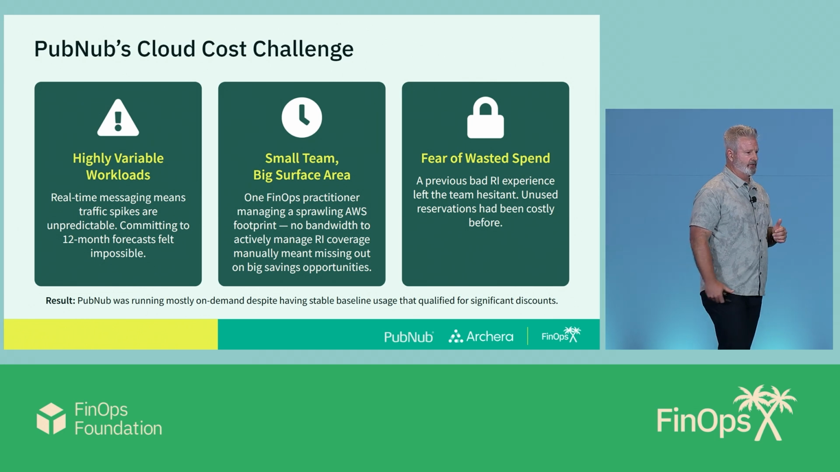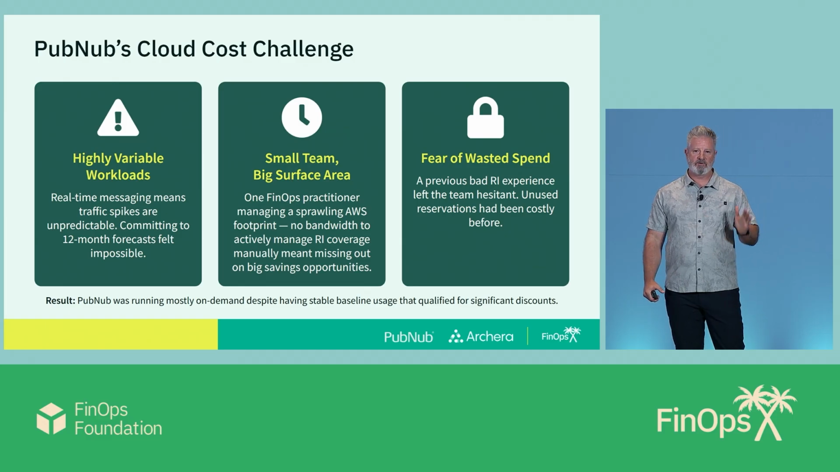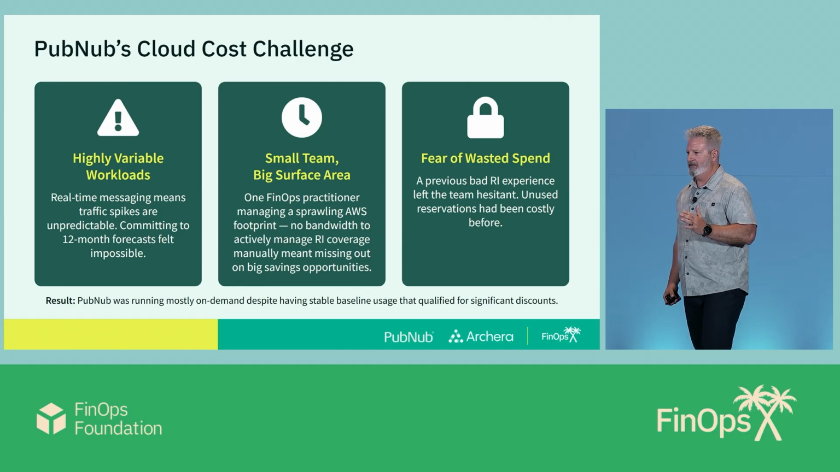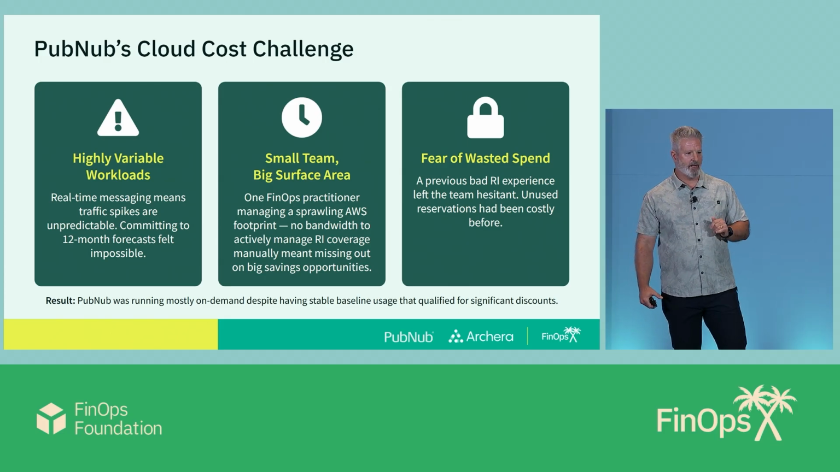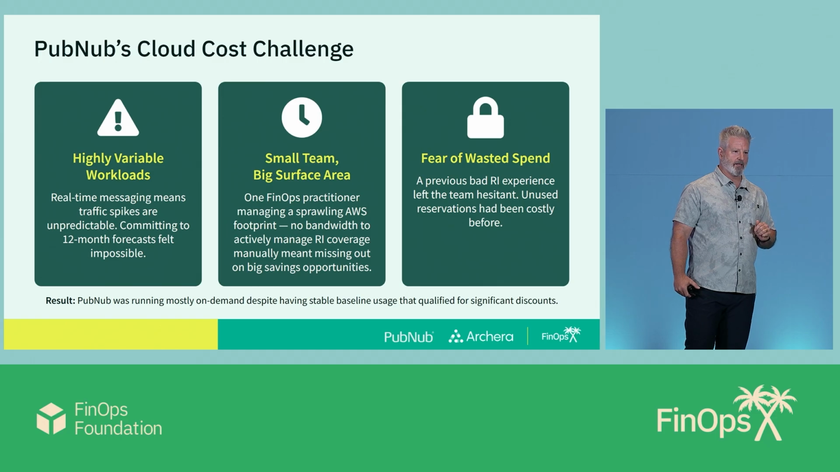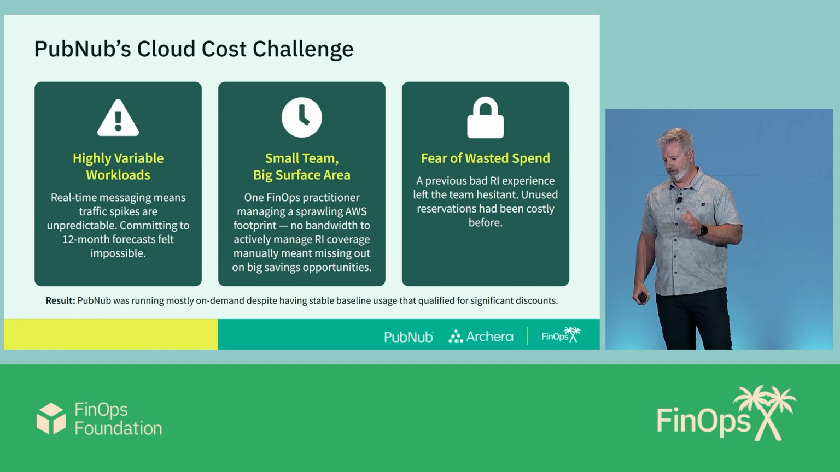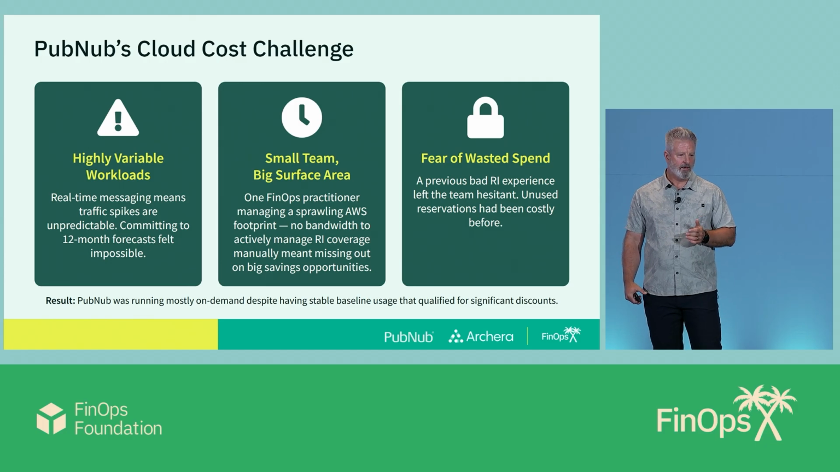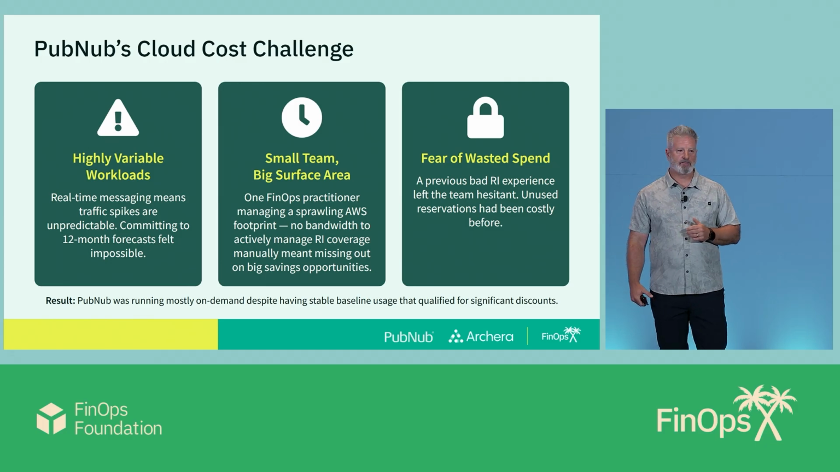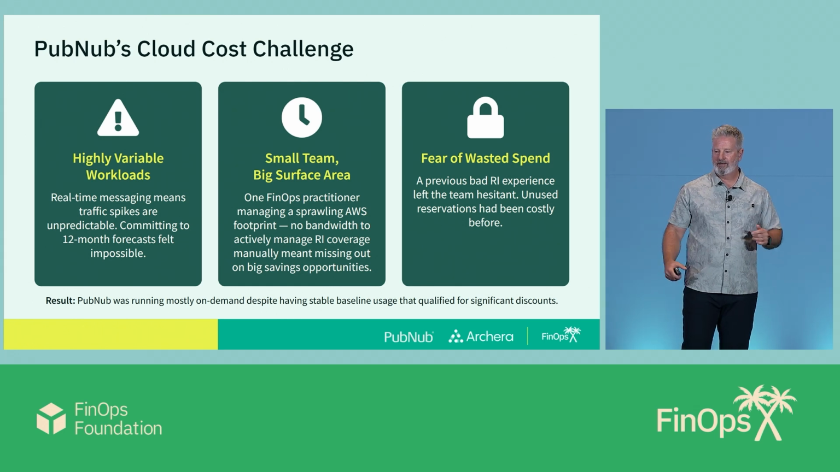Which kind of leads me to the third prong of this, what I call the triangle of pain, which is this fear of wasted spend. And this is kind of a two-sided problem. On one hand, you're watching on-demand spend and you're paying just gobs of money at a premium, which is a problem. On the other hand, you're tempted to overcommit to make sure, but then you run the risk of overcommitting.